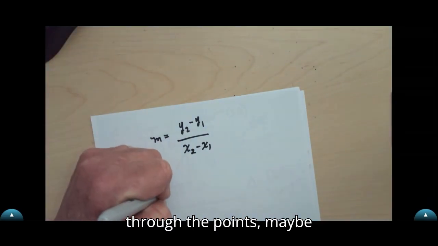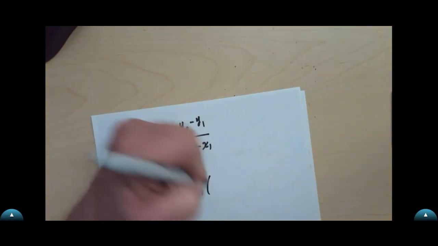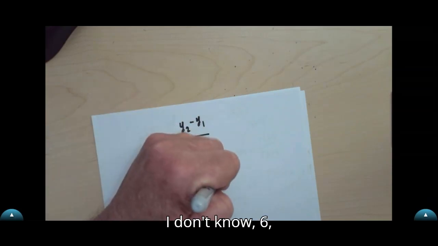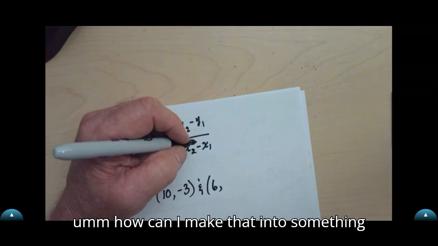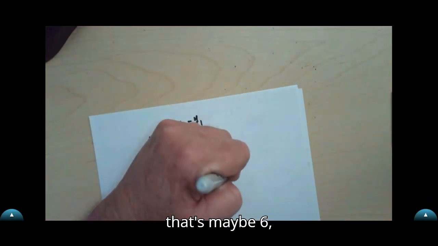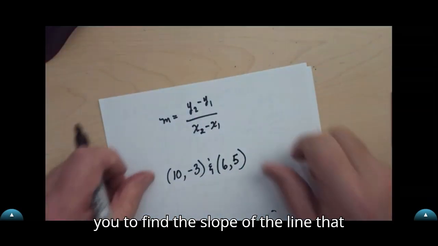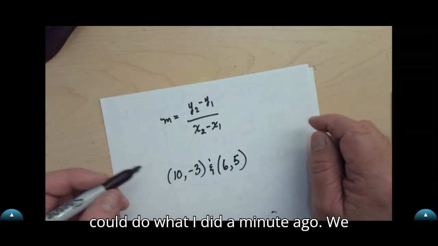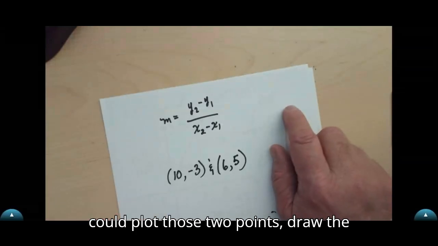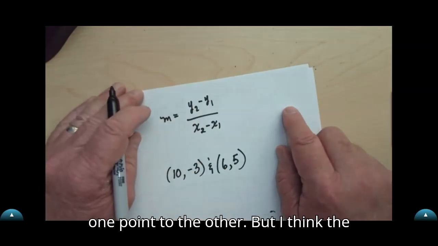the points, maybe 10, -3, and 6, 5. And I want you to find the slope of the line that passes through these 2 points. We could do what I did a minute ago. We could plot those 2 points, draw the line that goes through them, and then count how many units I have to move horizontally and vertically to get from one point to the other.